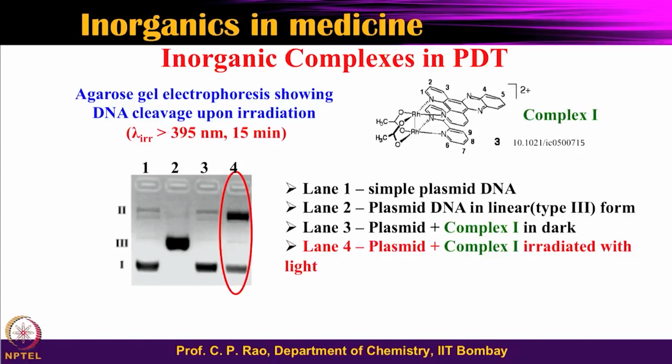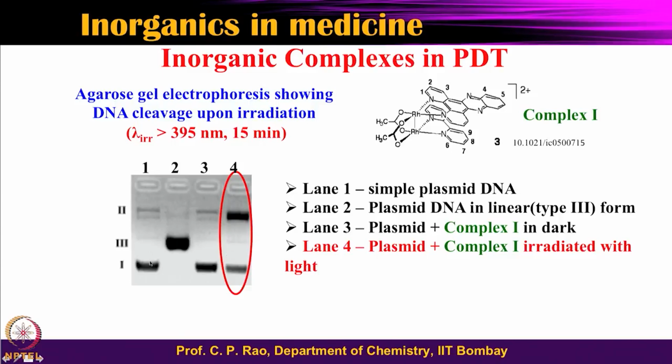Now, let us look at how it looks when it happens. Here is a picture. This is from agarose gel electrophoresis, which is generally used for DNA systems or plasmid systems. So, agarose gel electrophoresis showing DNA cleavage upon radiation. What should happen? When you cleave the DNA, the DNA will become fragments and you will not see the original DNA band, or you may see a smeared DNA band too.